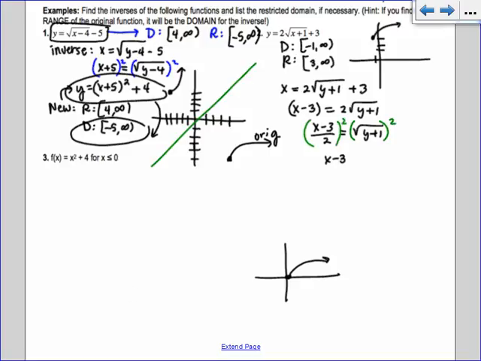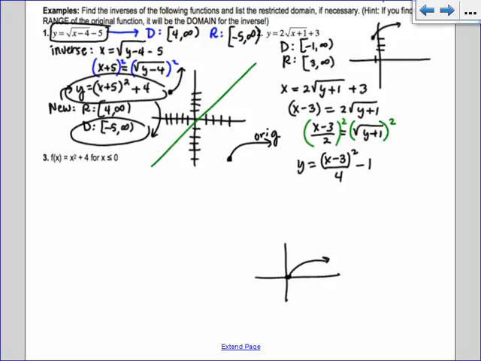So I get (x minus 3) all over 2, squared. If I square the top and then square the bottom, instead of having 2 on the bottom, I'm going to have 4. So I'm going to square the bottom as well. All right, and then it equals y plus 1, so I subtract the 1 over. That's going to equal my inverse.